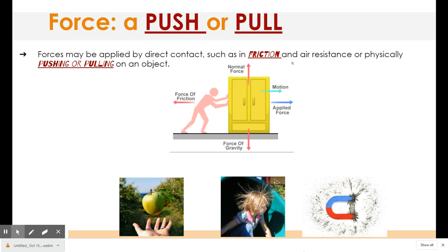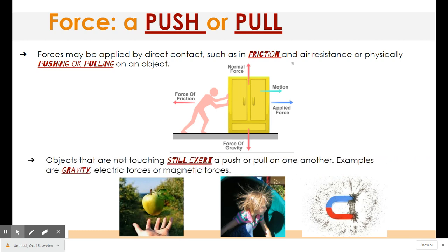Forces can be applied by direct contact when things touch, such as friction. Like if you try to roll a soccer ball across the grass, the grass rubs against the soccer ball and slows it down. That's friction. Or if you're riding your bicycle and the wind is blowing against you, that's air resistance. Or they could just be forces applied by physically pushing or pulling on something, like when you're playing tug of war or football. Forces can also exert a force when they are not touching, in the case of gravity, which is a force that's pulling on you, electrical forces, and magnetic forces.